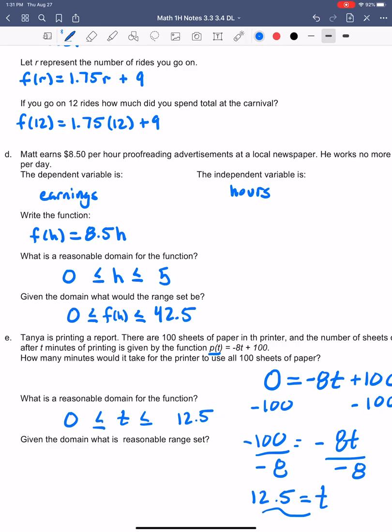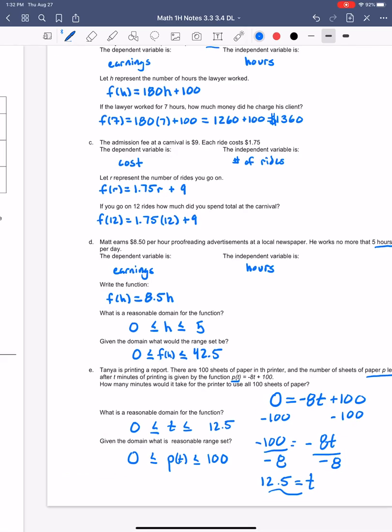It says, given the domain, what's a reasonable range? Well, remember, the range, that's the dependent variable. That's going to be the P, right, how much paper is left. So if we're talking about the least amount of paper that can be left, well, that's 0 sheets. And the most amount of paper, well, that's the 100 that we started with. So P has got to be in between 0 and 100. All right, we'll keep moving here.